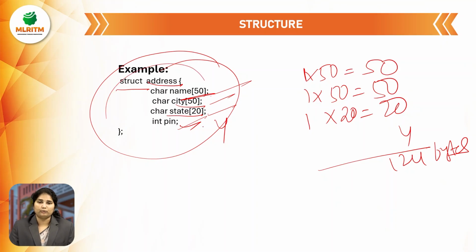This is a blueprint we have to follow. While declaring this structure, there is no memory occupied for it. When we create the object of it, only then will the memory be occupied, that is, 124 bytes of continuous memory.